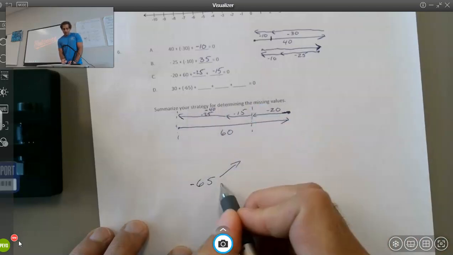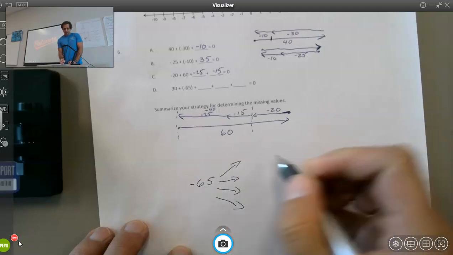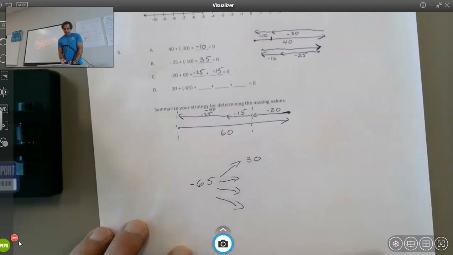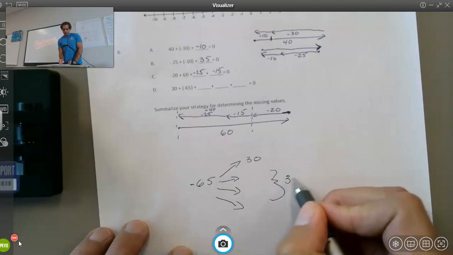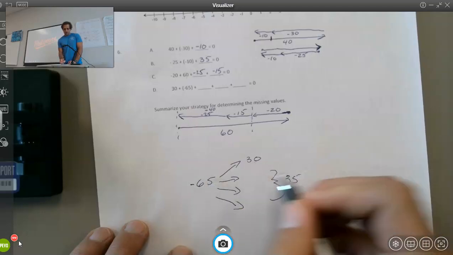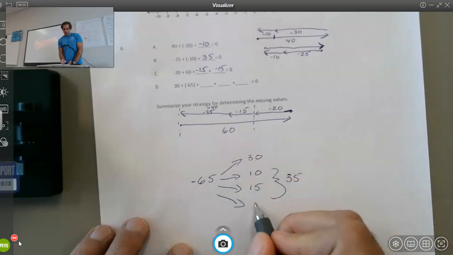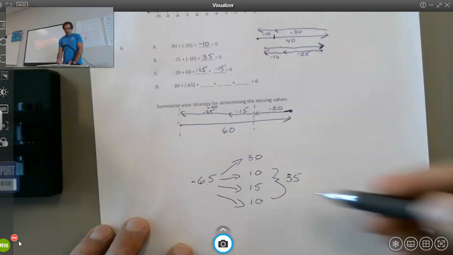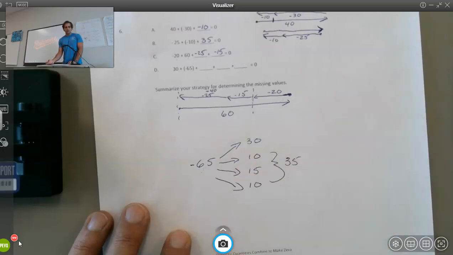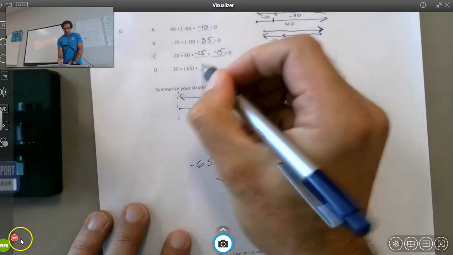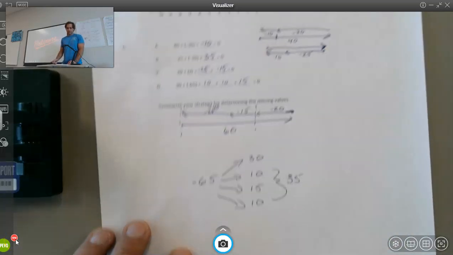So I could decompose this down into 4 numbers. So that would be, in this case, 30. I know that these 3 are going to have a sum of 35. 30 and 35 is 65. So we could do 10, 15, and 10 again. And that would give us positive 65 over here, negative 65, and that would give us a sum of 0. So fill that out, 10, 10, 15. All right, there you go.